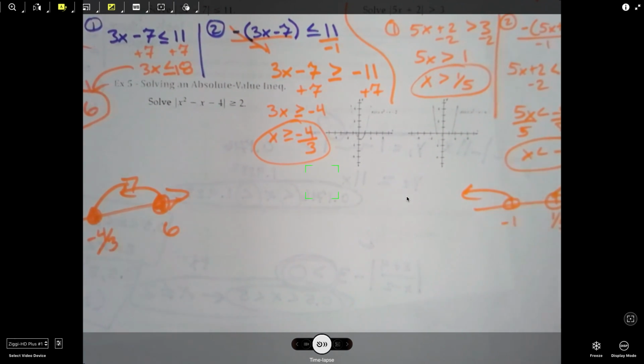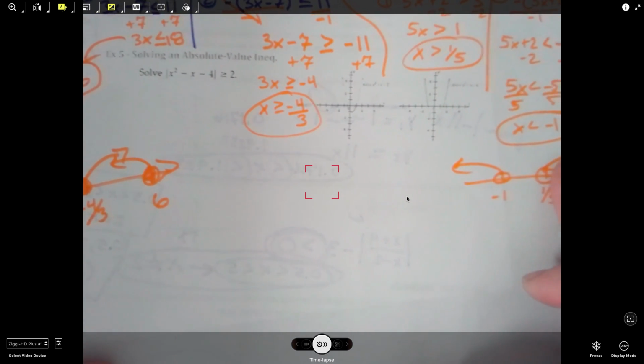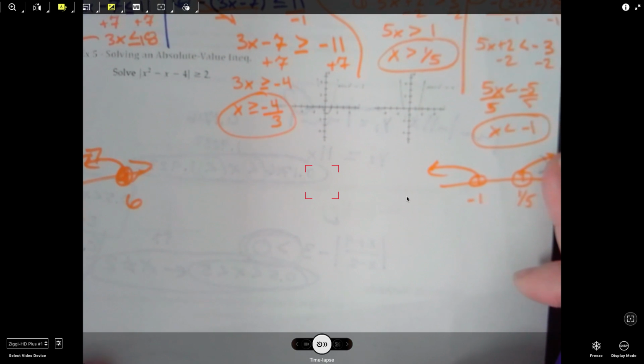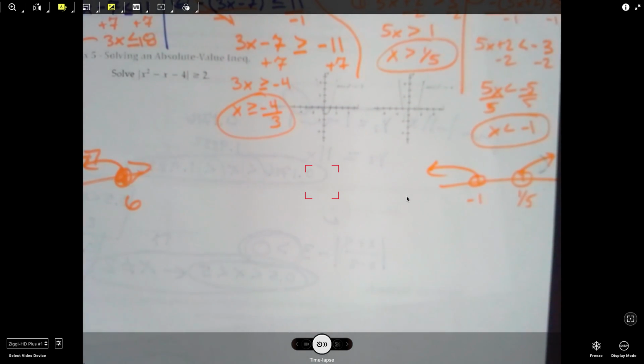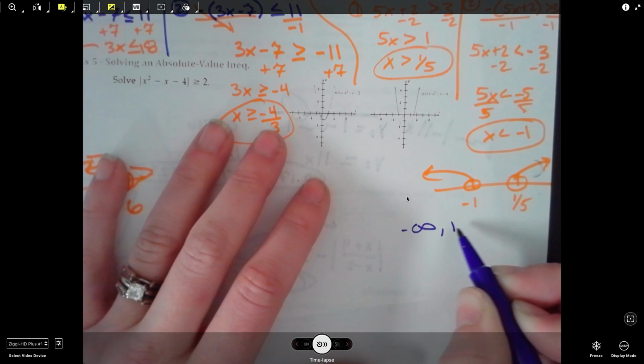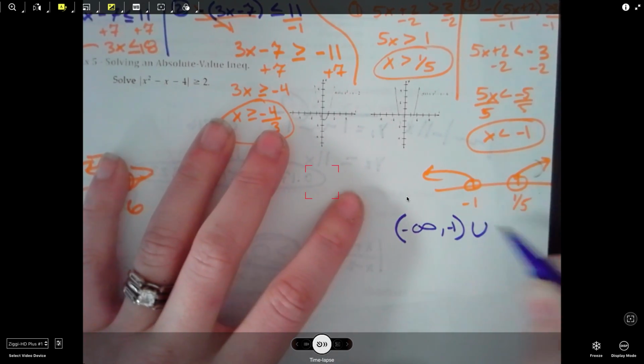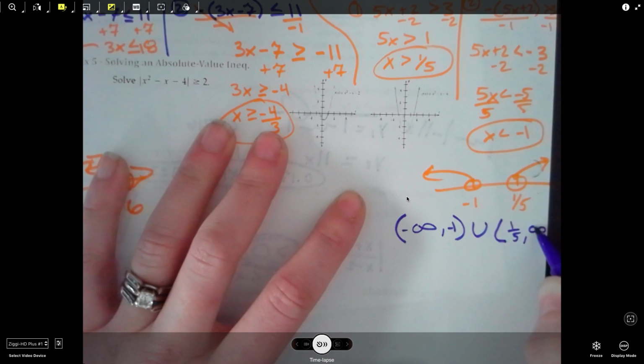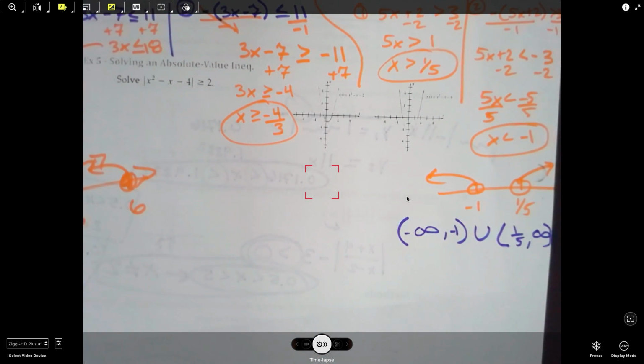Solving an absolute value inequality. No, you can't write those two as one piece. If you're going to write it in the parenthesis notation, you're going to write negative infinity, comma, negative 1, unioned with 1/5, comma, infinity, because they're going opposite directions. So if you want to write it like that, you sure can. Since they're going opposite directions, you have to write them in two separate pieces. Good question.